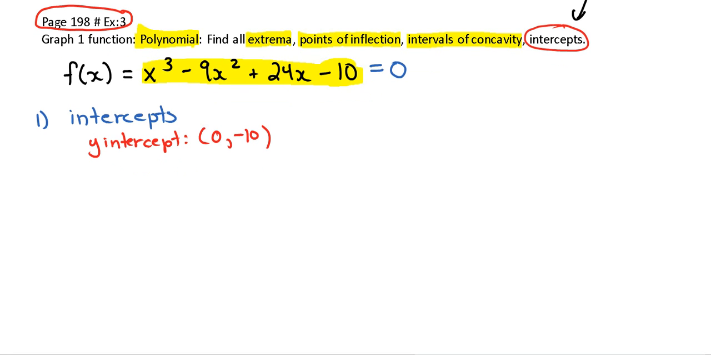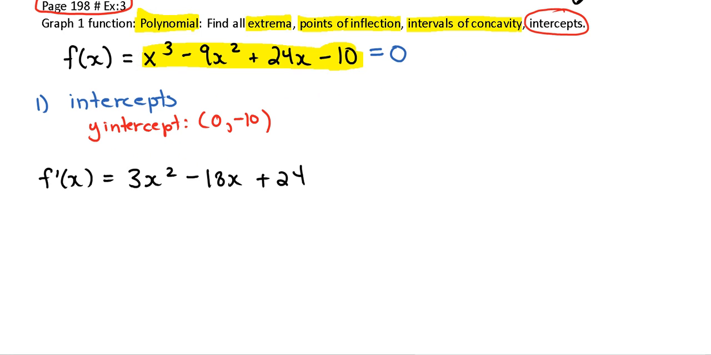Second step, let's go ahead and find the first derivative, so f prime of x. This should be pretty easy now. This will be 3x squared minus 18x plus 24. So there's your first derivative, and once you find your first derivative, please set it equal to 0 so that you can find your critical numbers.